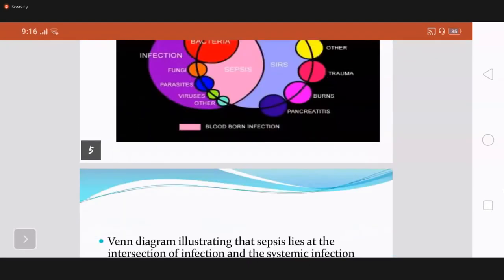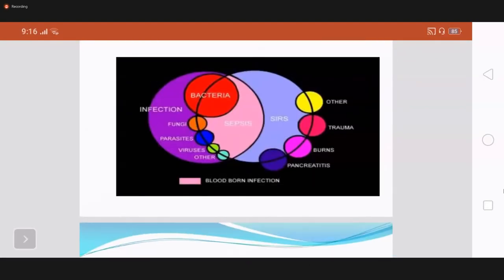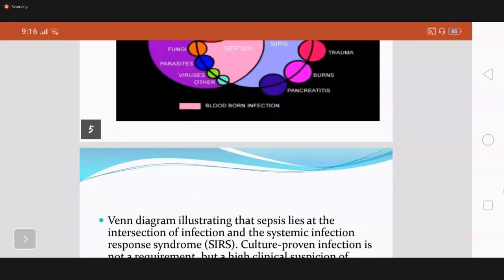Okay, now if you look at this diagram, this is called the Venn diagram. On one side of the diagram, you can see infection. On the other side, you will see SIRS. And in the middle, there's sepsis. So sepsis overlaps with both infection and SIRS. And the causes of SIRS, like shown here, are trauma, burns, pancreatitis, or it can be a lot of infections. And the both intermingle and the both result in, they're very close.